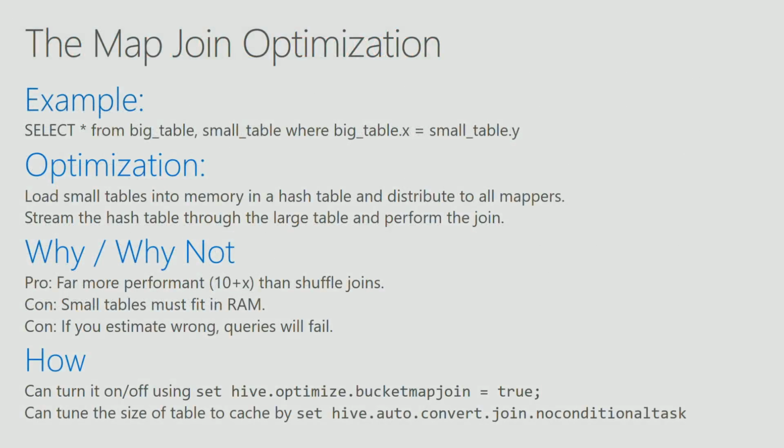So we're going to look at the map join optimization. An example being select star from a big table and a small table where x from big table equals y from small table. Like I said, what ends up happening is the small table is streamed to each mapper, which is where the join is done. This is very performant, in some cases up to 10x as much as shuffle joins. The cons are, like I said, it must fit in RAM, and if you estimate wrong, your queries will fail. So how do you tune this? You turn it on by setting Hive optimized bucket map join equals true.